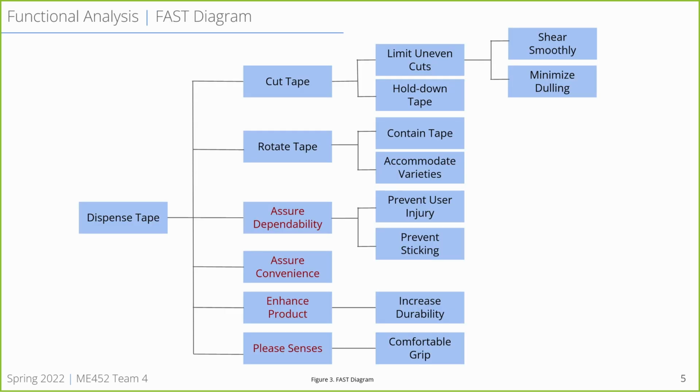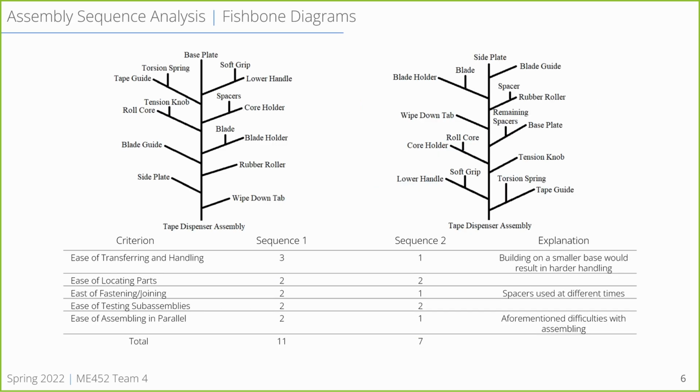So for our tape dispenser, its main function is to dispense tape, and its two main sub-functions are to cut tape and rotate tape, and it achieves 3 of the 4 sub-functions. And these are the fishbone diagrams of the assembly sequences, with sequence 1 being on the left and sequence 2 being on the right. Sequence 1 was decided to be more efficient overall, as building on the base plate leads to a larger base for assembly compared to the side plate in sequence 2, which would result in easier handling and assembling in general.